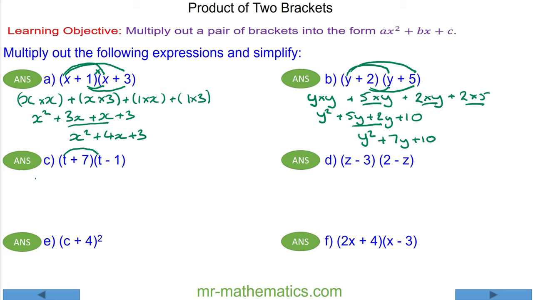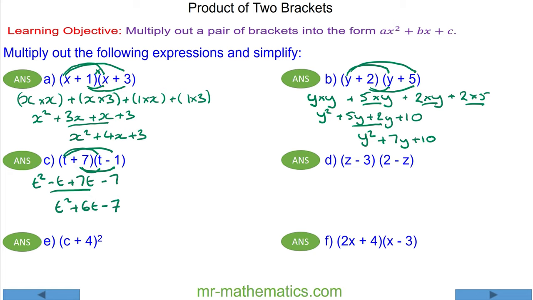For question C, we have t times t, which is t squared, t times negative 1, which is negative t, 7 times t, which is 7t, and 7 times negative 1, which is negative 7. Collecting the like terms, we have t squared negative t plus 7t is 6t minus 7.